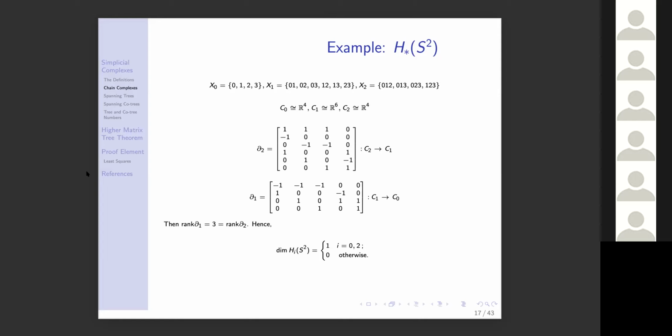And this is what people often say about homology. It counts holes. The ith homology counts i-dimensional holes in your space. So if we had done this with the n-1 sphere, we would have gotten homology in degree n-1. The calculation would be very similar, but a little more tedious. Okay, so we've just computed the homology of a two-sphere, just linear algebra.